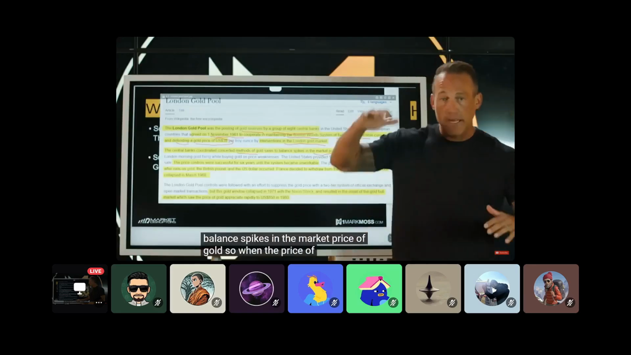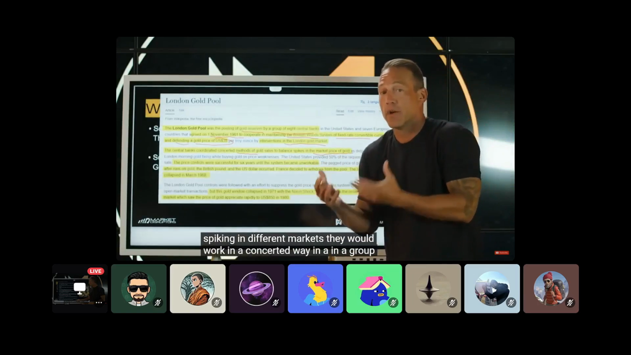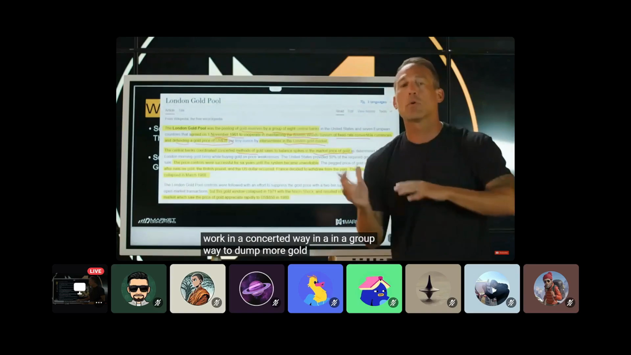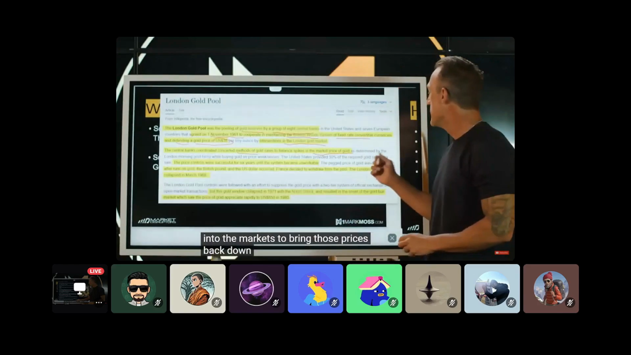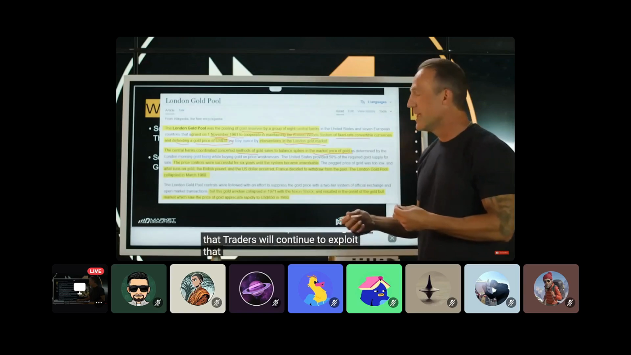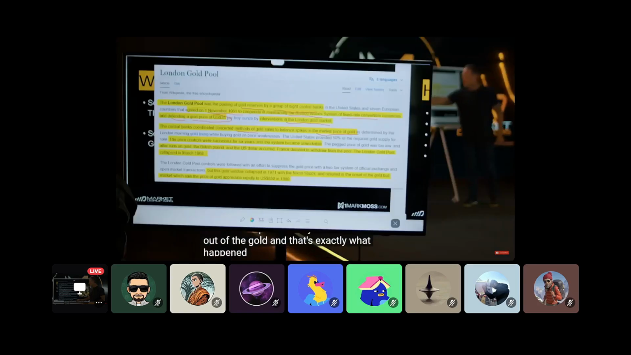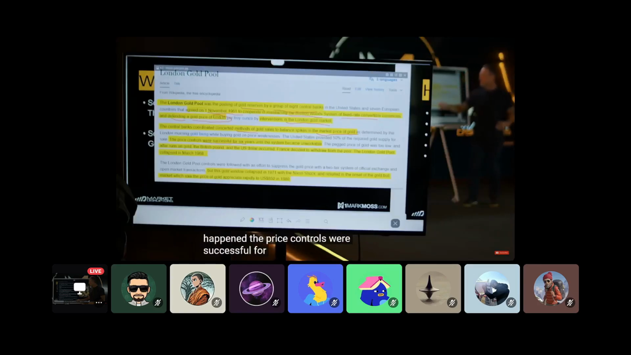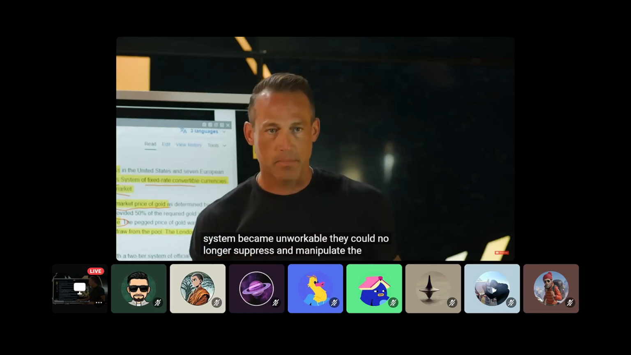So when the price of gold was spiking in different markets, they would work in a concerted way, in a group way, to dump more gold, more supply into the markets to bring those prices back down. But the problem is, again, that traders will continue to exploit that. And the problem is you start to run out of the gold. And that's exactly what happened. The price controls were successful for 6 years until the system became unworkable. They could no longer suppress and manipulate the price.